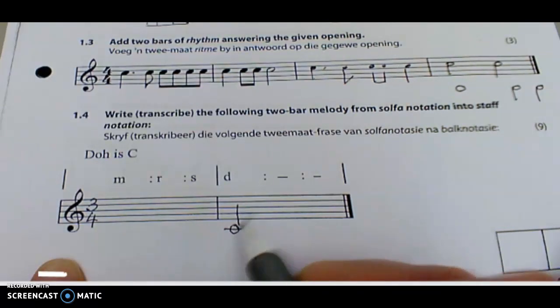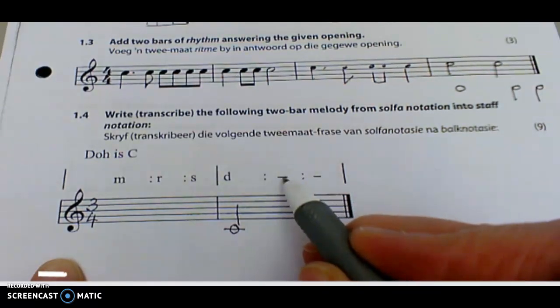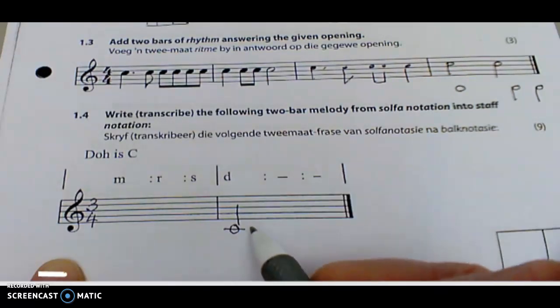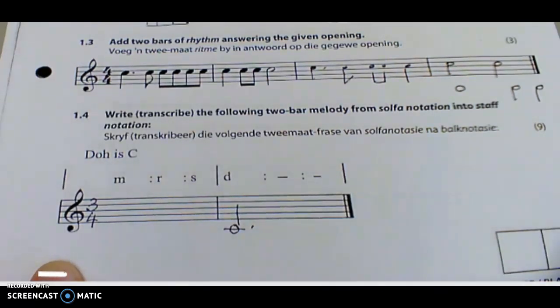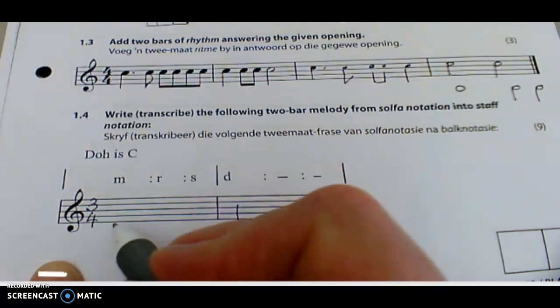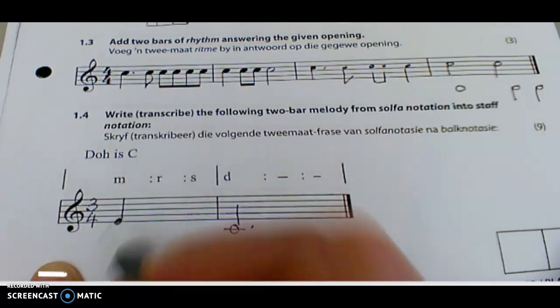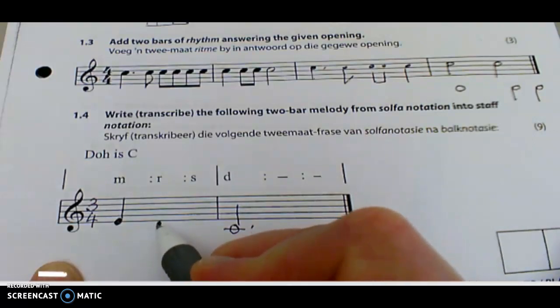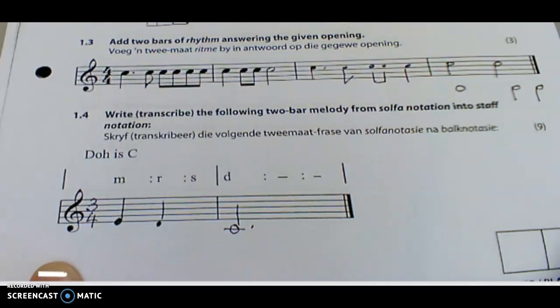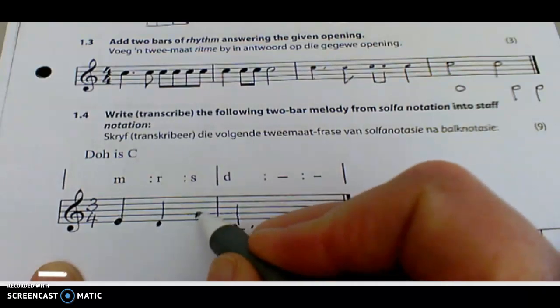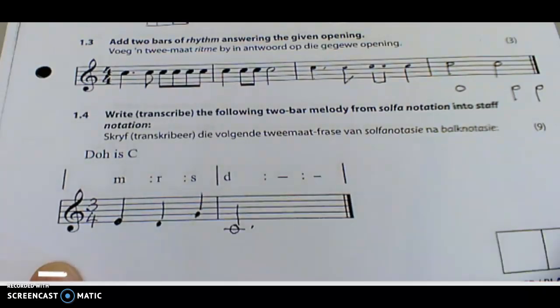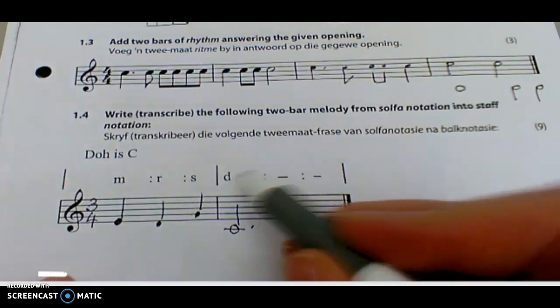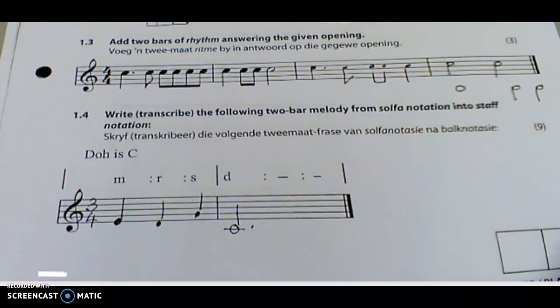Do. Okay, and that shows that the counting is carrying on there and on there, so I make this a dotted minim. And now, mi, do, re, mi, C, D, E must be a crotchet. Do, re, C, D, also a crotchet. And then so, do, re, mi, fa, so, C, D, E, F, G. So that's quite easy. And then I have my do that is 3 counts long.